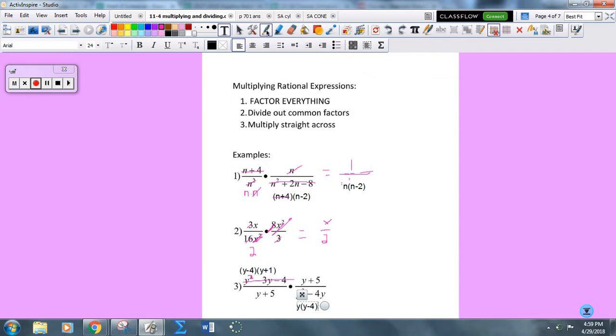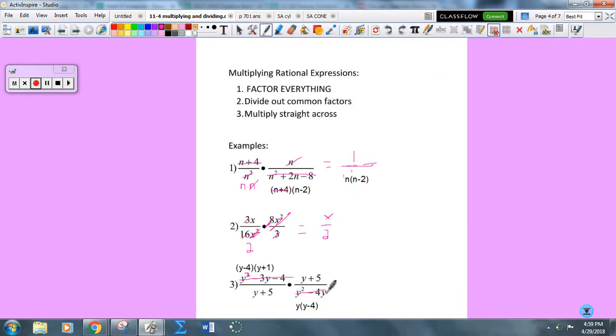Now again, I'm looking for factors. So, y plus 5, I can pretend that all things with a plus sign are in a parenthesis. So this y plus 5 and this y plus 5 are factors, so they divide out. Y minus 4 and y minus 4, they divide out. So I'm left with y plus 1 over y. I cannot divide out those y's because this y in the numerator is glued by this plus sign to that plus 1. So the answer is y plus 1 over y.